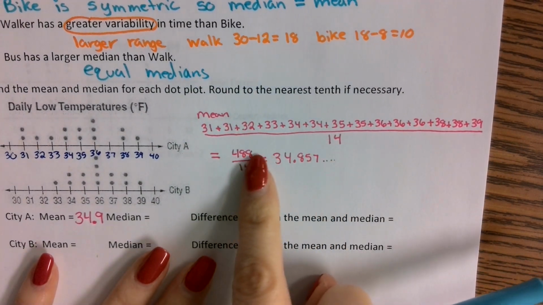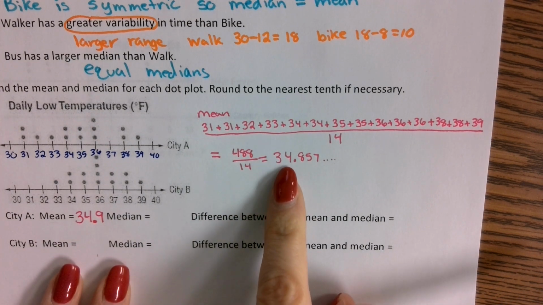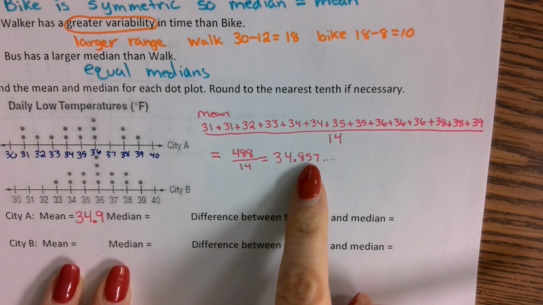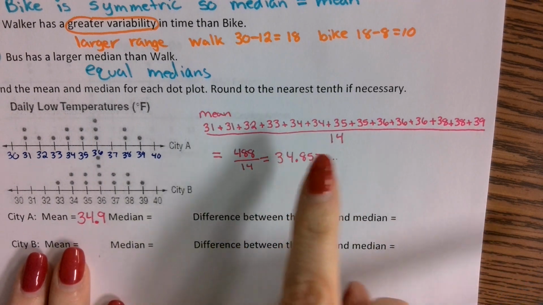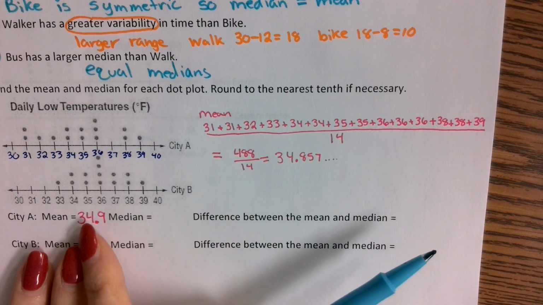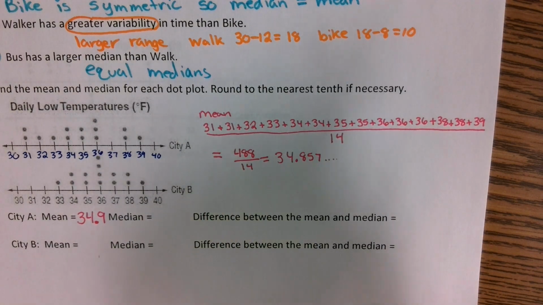When we add those 14 numbers together, we get 488, and then divide by 14, we get 34.8571, and it just keeps going on. We need to round to the nearest tenth, so that would be 34.9.